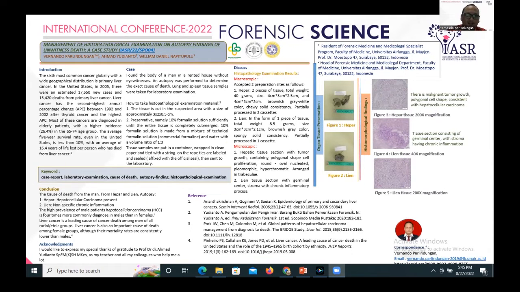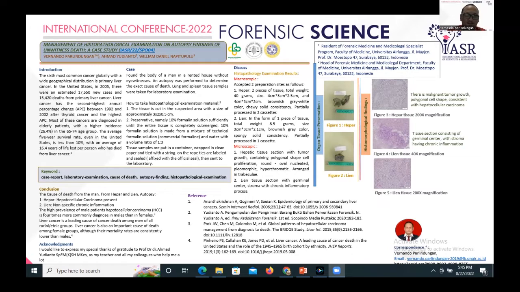Case: the body of a man was found in a rent house without eyewitness. An autopsy was performed to determine the exact cause of death. Lung and spleen tissue samples were taken for laboratory examination. How to take histopathological examination material?